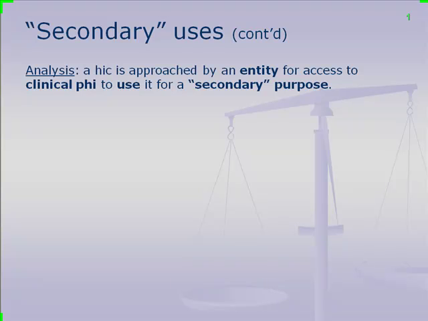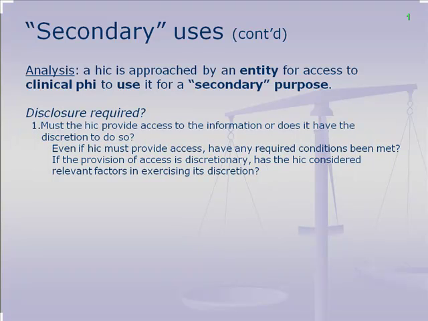So what I want to do is drill down a little bit more and walk through the questions in terms of an analysis that we have to ask ourselves in particular case scenarios for secondary use of PHI. So in this situation, a health information custodian is approached by some entity for access to clinical PHI to use it for one of the secondary purposes. So what do we have to think about?